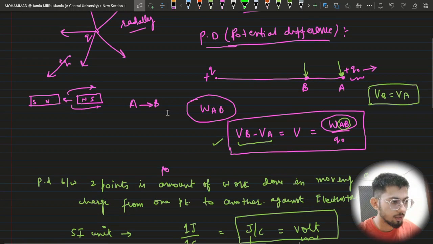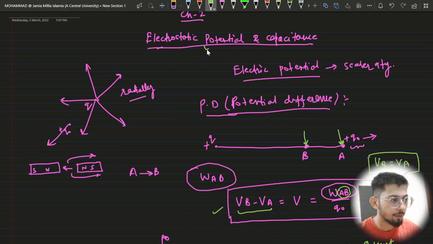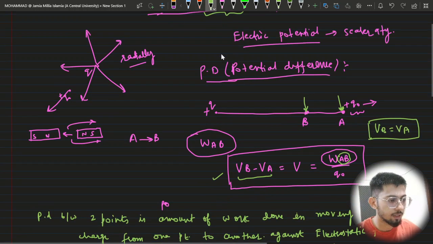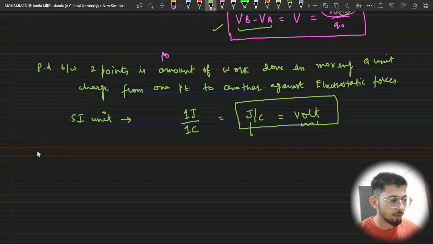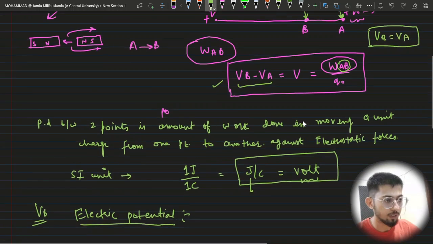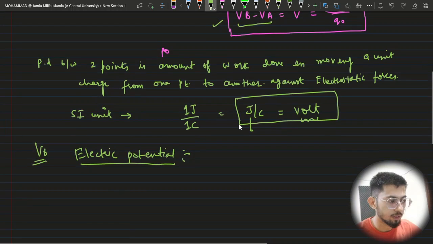Now this is the potential difference. Now let's move again to this. We want to find what electric potential is. This is the potential difference. We want to find the absolute potential of a point. Suppose you want to find VB. In that case we need to find its electric potential, not the potential difference. Potential difference is between two points, but if you want to find the potential of this one point VB, how do we do that?